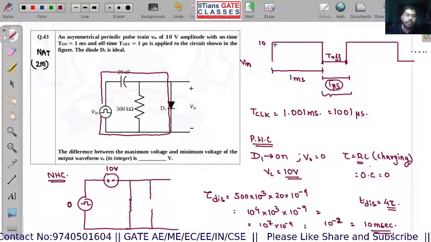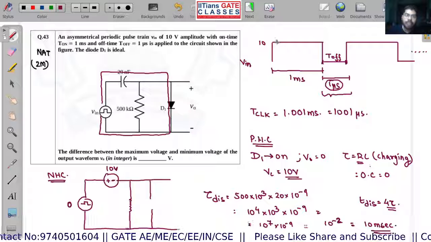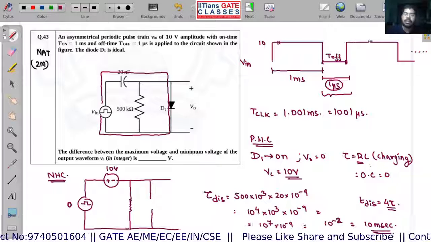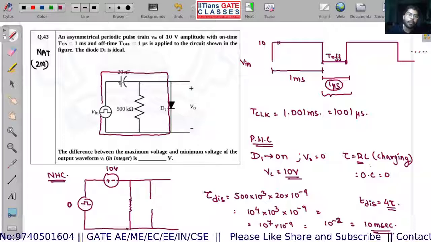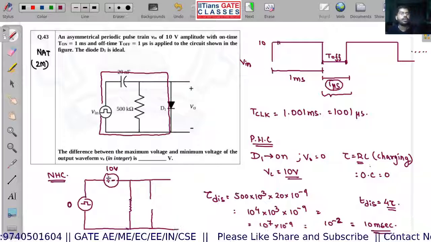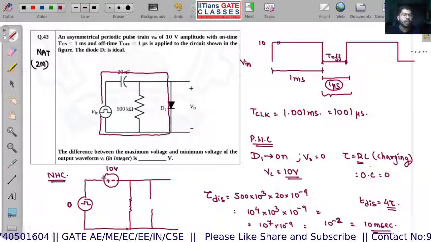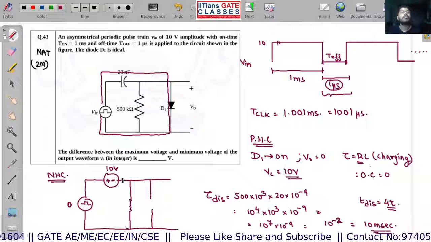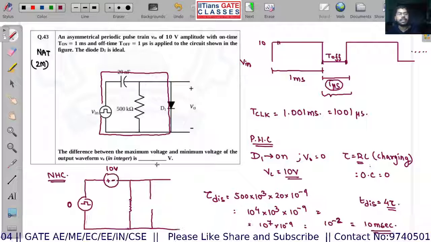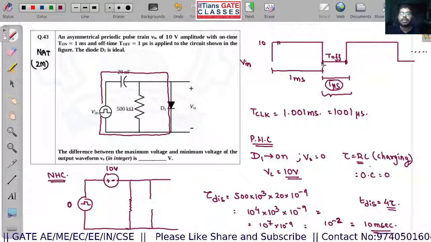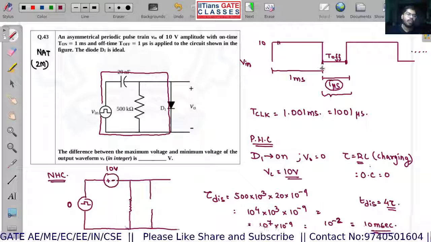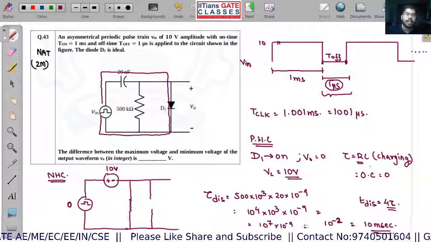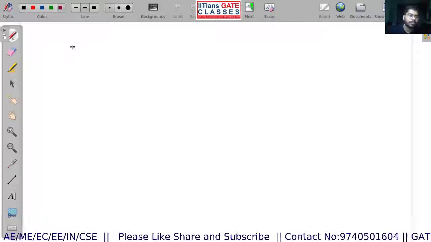That means once this capacitor is charged in this phase, in all the remaining phases I can assume it to be a constant voltage source having magnitude 10 volt. Why? Because the capacitor is discharging negligibly in this T by 2 duration. So now the equivalent circuit, I can redraw something like this.